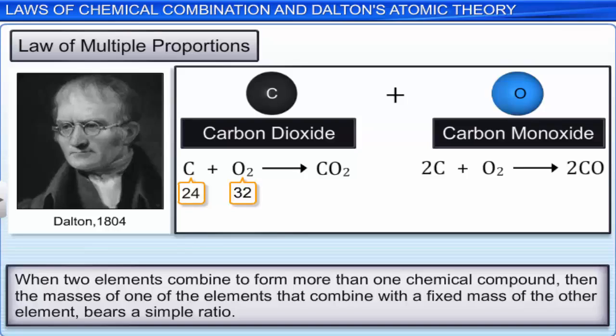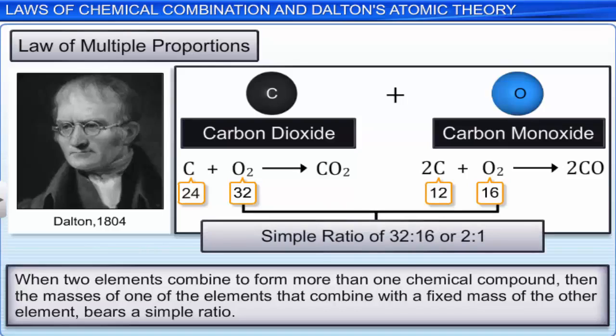Whereas, when carbon monoxide is formed, 12 parts by mass of carbon combine with 16 parts by mass of oxygen. These masses of oxygen bear a simple ratio of 32:16 or 2:1. In these reactions, a fixed amount of carbon is combining with multiple proportions of oxygen to form carbon dioxide and carbon monoxide.